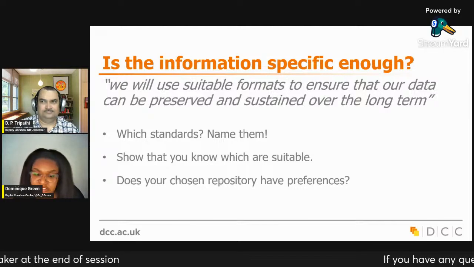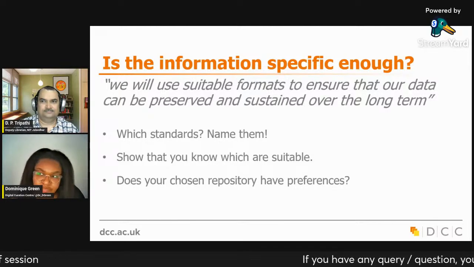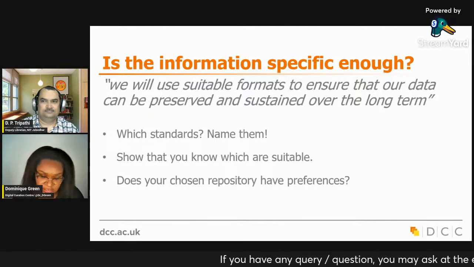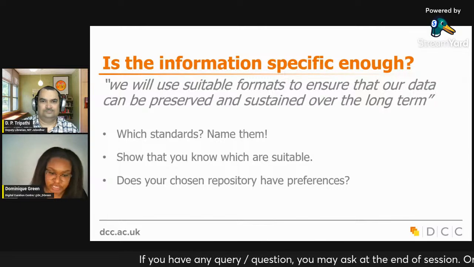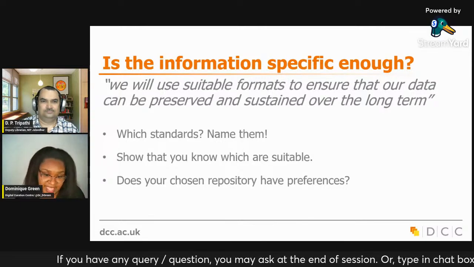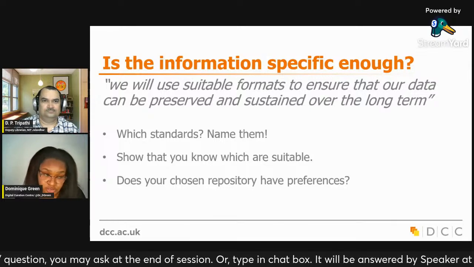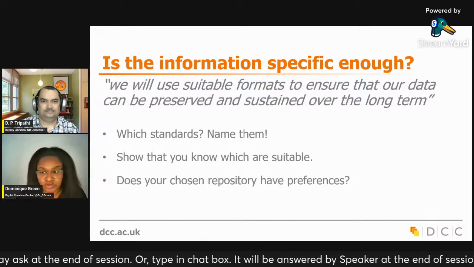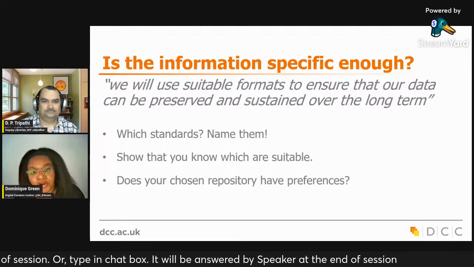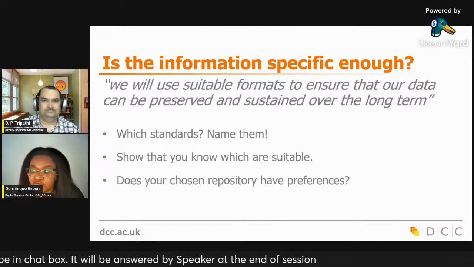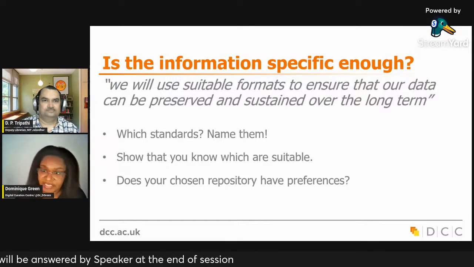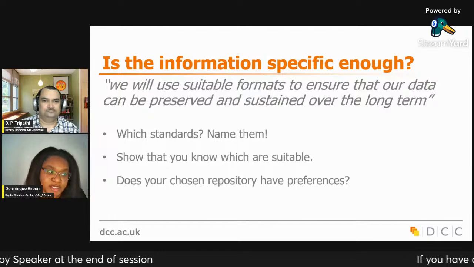So they really should provide some evidence that they have researched which standards apply for their subject area, which repositories are suitable, and if those repositories have preferences for the file formats of the data that would be deposited into that repository.